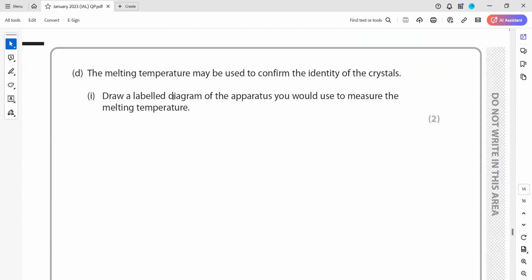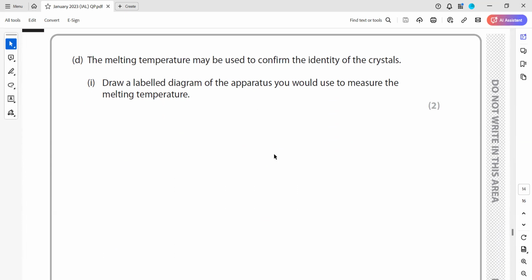The melting temperature can be used to confirm the identity. Draw a labelled diagram of the melting point apparatus. Let me explain how to work out the melting point. So we take a capillary tube. A capillary tube is a very thin, narrow tube made of glass. It is open at both ends. First, we close one of the ends. How do we close one of the ends?